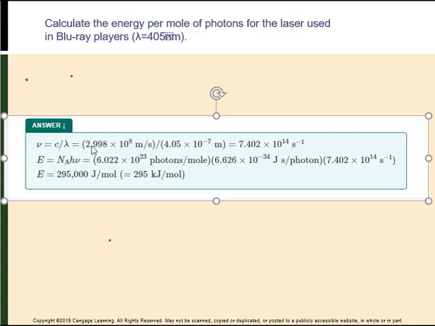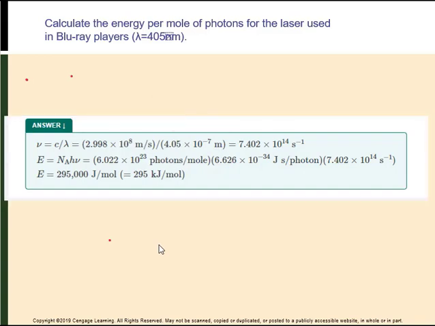So we did the speed of light, 2.998. If you use 3.00, we're going to get the same answer. 3.00 times 10 to the 8th. Now you could have also written this as 405 times 10 to the negative 9, and that's for right here. 405 times 10 to the negative 9. You would get the same thing.